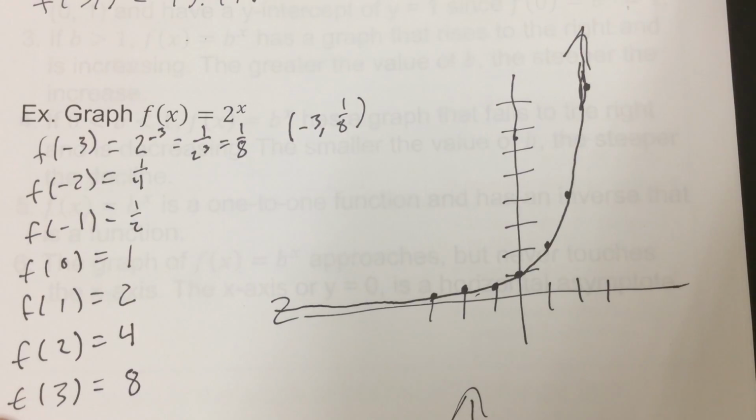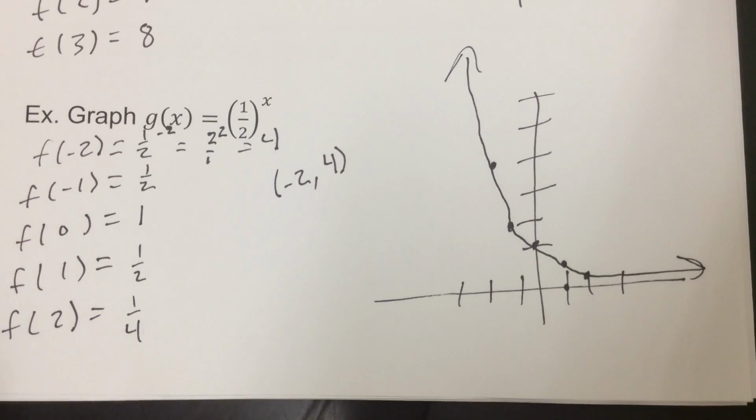So when we're above 1, we're going to curve up and increase. If we're below 1, but not below 0, so between 0 and 1, then we're going to be decreasing as we go from left to right. So we're going to curve down and flatten out.